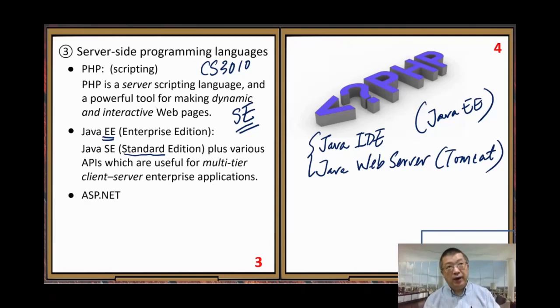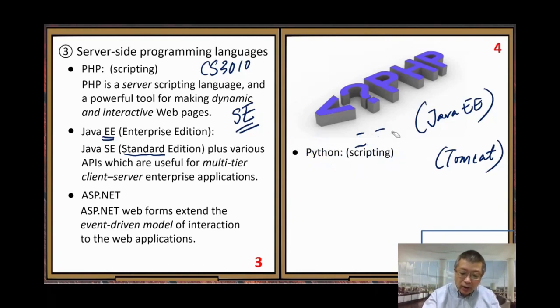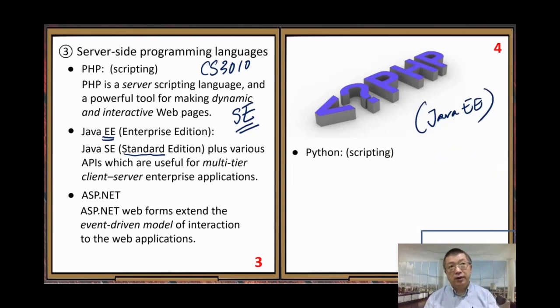Then the third popular web programming language, Microsoft ASP.NET. This technology uses a completely different software model, mainly related to Microsoft's own technology development model. Here we do not touch that part. All right.